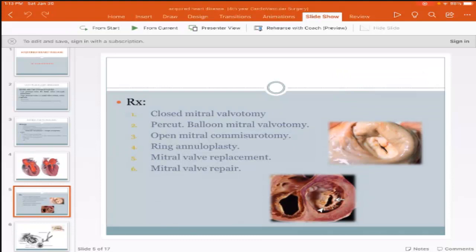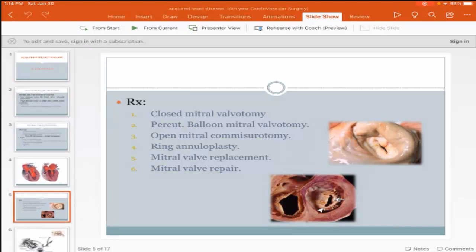Second, they try to do a percutaneous balloon mitral valvotomy. They go through the right atrium and make a hole in the septum, an ASD, and go through it to the left side of the atrium, then to the mitral valve, and make a balloon dilatation. After that, we close the ASD with an umbrella.